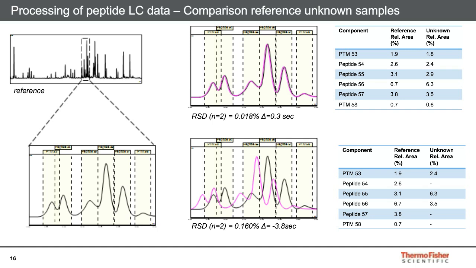Here you see that the peaks are no longer falling in the right peak assignment window. Therefore, the peaks will be wrongly assigned. If you look at the table on the right, you see that the relative area of the peaks for the unknown sample will be wrongly calculated because of the peak misassignment, and also some of the peaks will not even be detected.